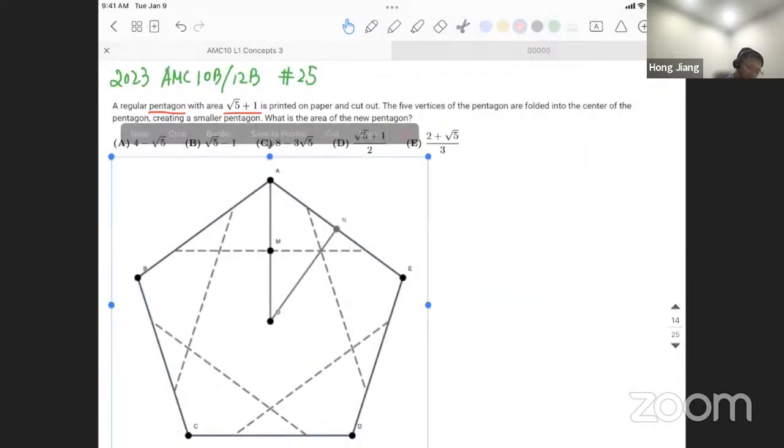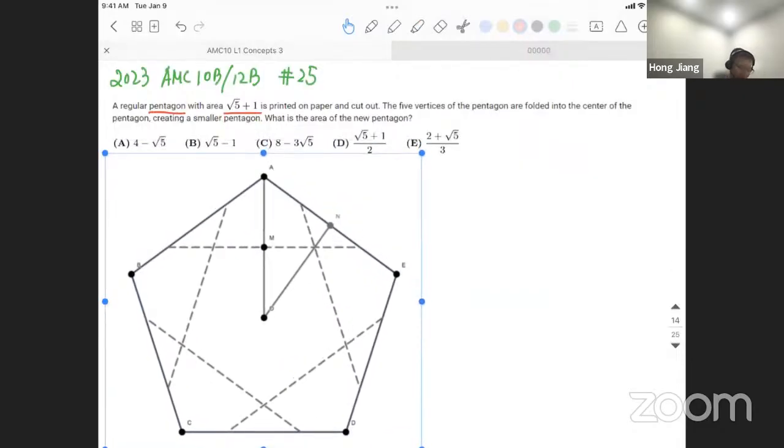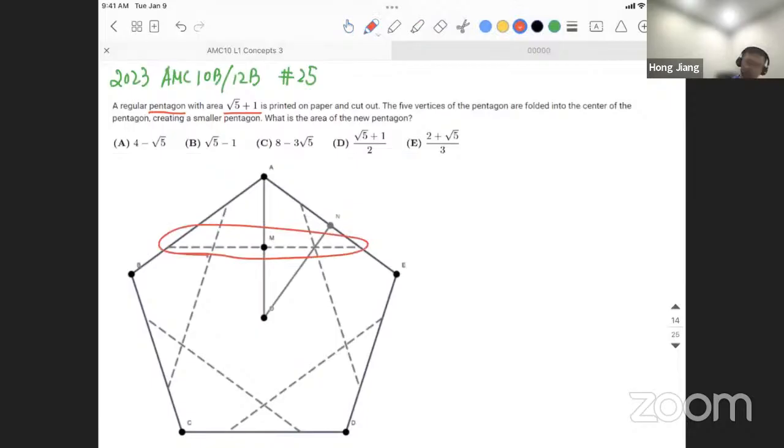So let's say you have this pentagon with A, B, C, D and so on, and you have to fold all those 5 vertices together to create a new pentagon. This is like a folding trace. You fold along the dashed lines. Once everything's ready, your small pentagon is the one in the middle. Which makes sense, right? This is not magic. You just basically fold.